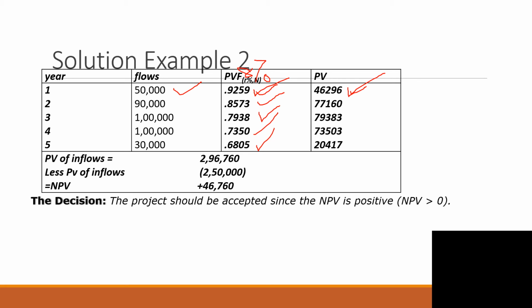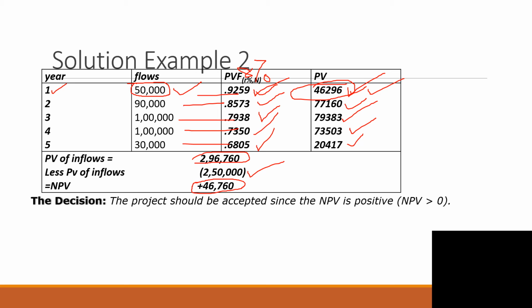This means you are about to receive $50,000 at the end of year 1, but this amount is worth 46,296 right now. So all the present values are multiplied, and adding them up you get 269,760. Subtract the initial investment amount, and you get a positive NPV of 46,760.